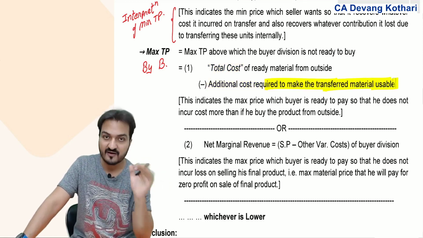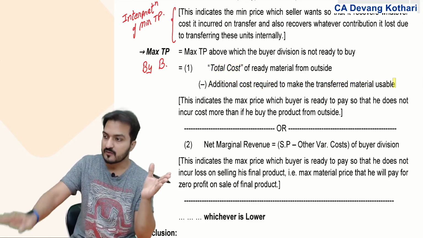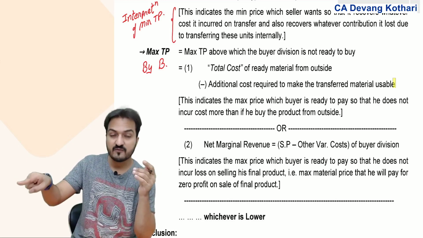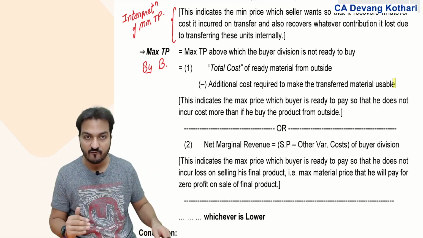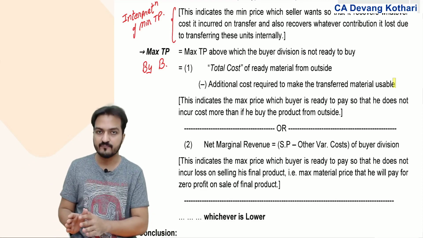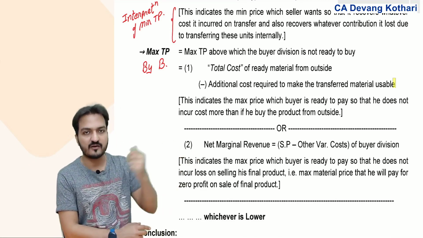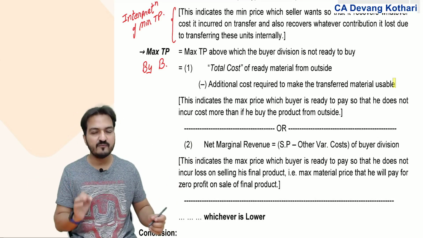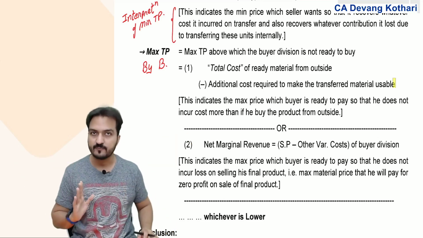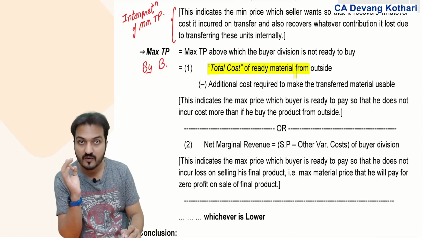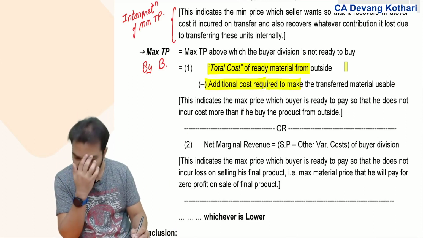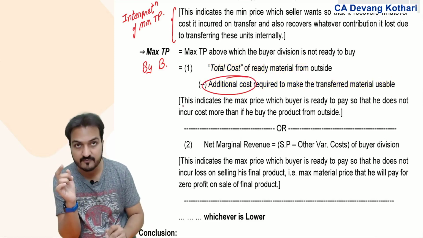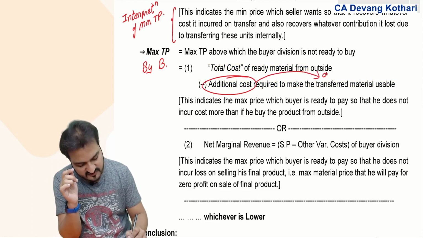If outside ready material is available at 100 rupees, and transferred material will cost me 10 rupees to use it. Now there is 10 rupees cost involved for making the transferred material usable, while ready material is readily usable at 100 rupees. So how much will I be ready to pay for transferred material? Well, I will be ready to pay 100 minus 10, 90 rupees. Total cost of ready material minus the additional cost incurred to make the transferred material usable. Please note, this additional cost here is incurred on the transferred material.